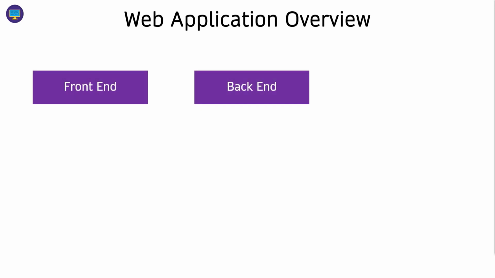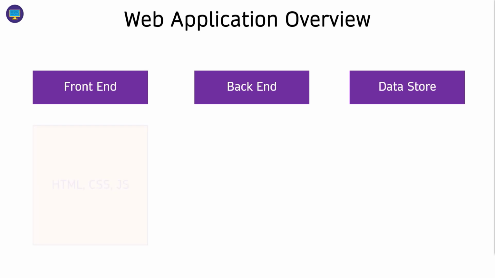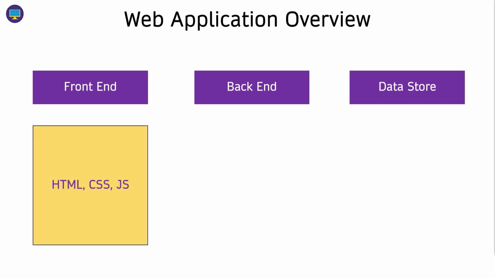As you might already know, for a typical web application, there's going to be a front end, and there's going to be a back end, and of course there's going to be a data store. That's going to be where your database is, where everything is going to be saved. Now the front end is going to be HTML, CSS, and JavaScript.